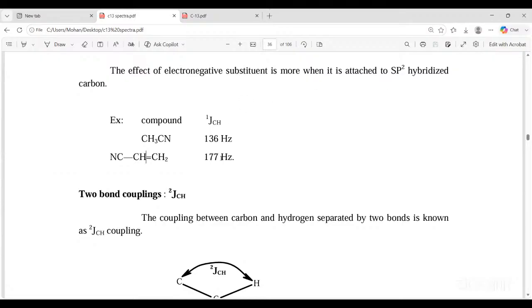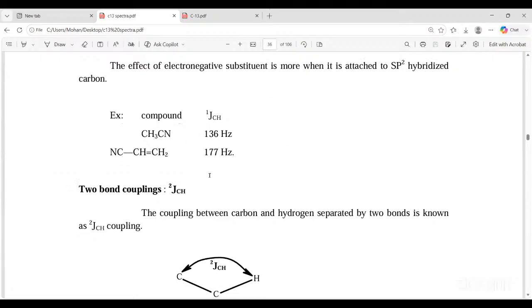Here the s character increases from methane to ethylene. In sp3 the s character is 25%, and in ethylene, sp2, it is 33%. So you can see the increase in the J value.